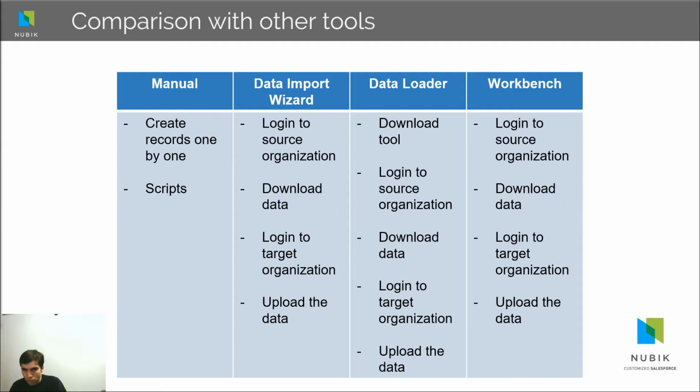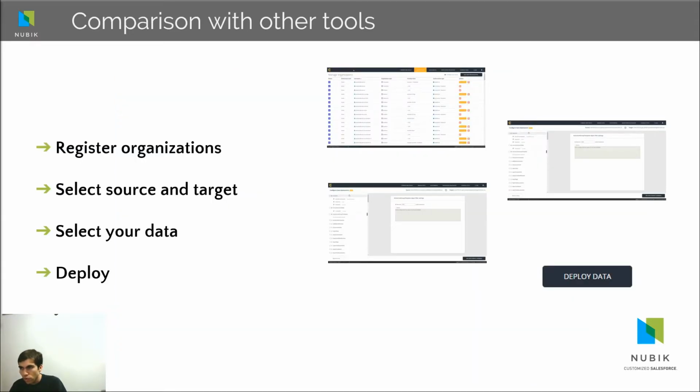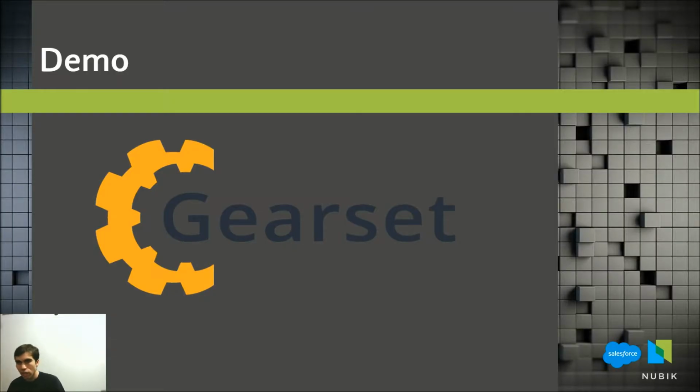Now let's take a look at this process, but this time using Gearset. Here, using Gearset, the first step is to register your organizations in Gearset. This could be optional, because if you already did a deployment, you may have them already there, so you won't need to do it again. You just need to select your source organization, then your target organization, and that's it. Then you go to select the data that you need to deploy, and finally you can click on that magic button, deploy data, and you should be ready to go. So certainly it looks easier, but let's give it a try to see how it works.